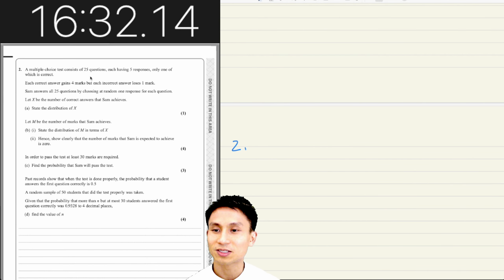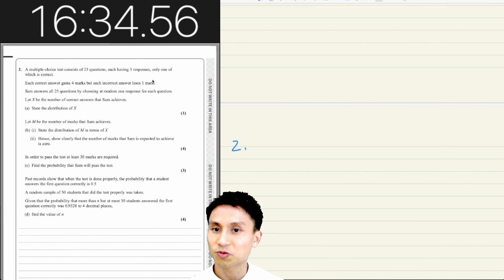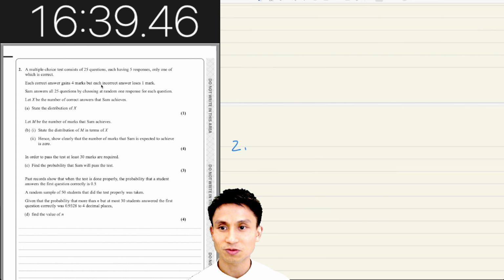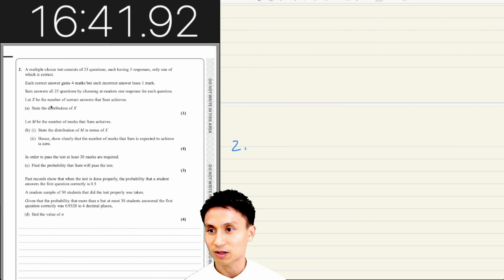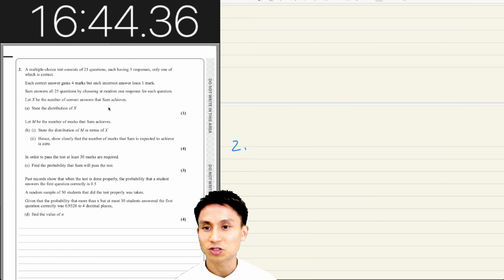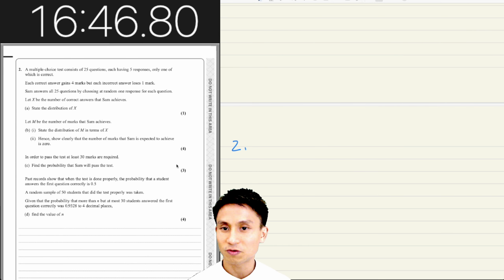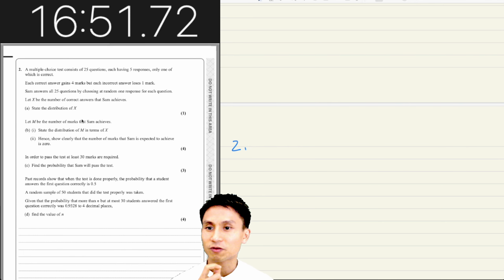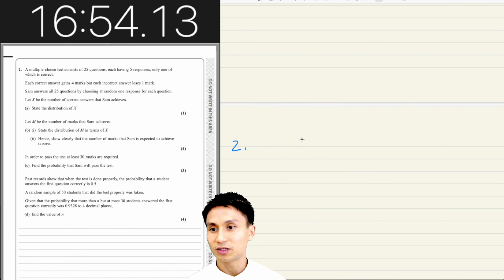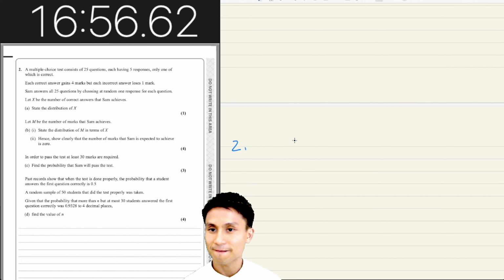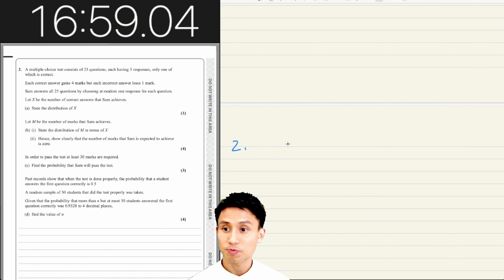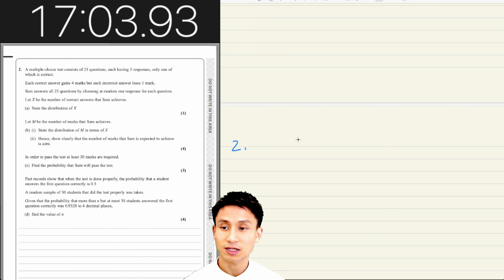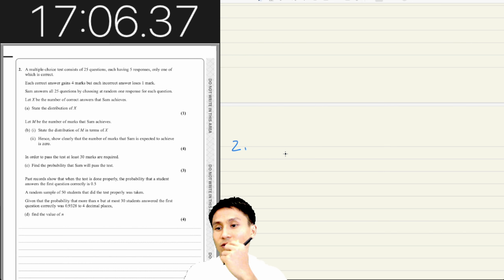Multiple choice test consists of 25 questions, each having 5 responses, only one of which is correct. Each correct answer gains 4 marks, but each incorrect answer loses 1 mark. Sam answers all 25 questions by choosing at random 1 response for each question. Let X be the number of correct answers that Sam achieves. Find the distribution of X. Okay. Distribution of X. Ooh, that's the probability.